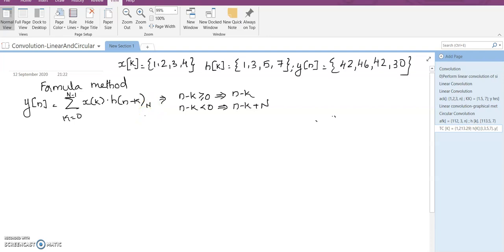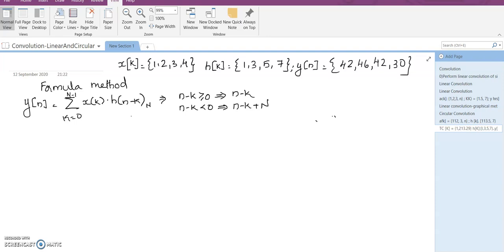Now, if you remember what we had done previously in the linear convolution method, you would have observed the fact that sometimes h of n minus k becomes a negative value, and here a negative value is something that is not acceptable, because we are having a periodic signal over here which is ranging from 0 to N minus 1. So negative values cannot be used over here as such.